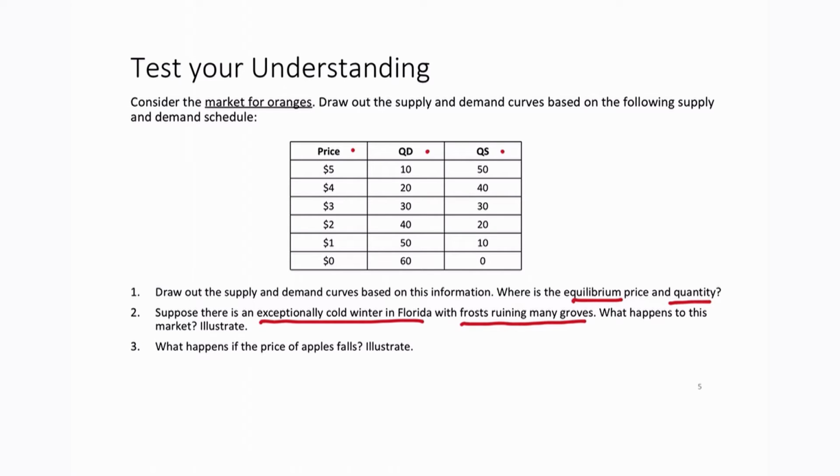We want to illustrate what happens in the market and analyze the new equilibrium. Then we want to analyze what happens if the price of apples falls. Okay, so let's get started. First, we want to determine where is the equilibrium price and quantity.